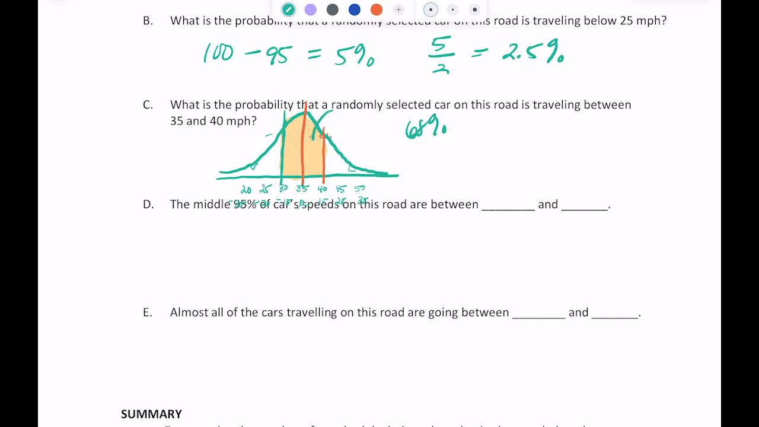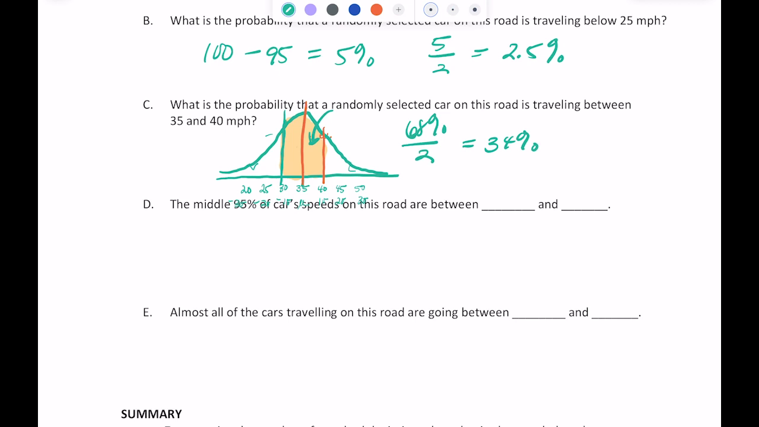But I'm only looking for the probability that someone traveling on that road is going between 35 and 40 miles per hour. So using one of the characteristics of the normal model, I know that it's symmetric. So all I would have to do is divide this 68 by 2 because this area is the same as that area. And 68 divided by 2 is 34. So approximately 34% of cars traveling on that road will be traveling between 35 and 40 miles per hour.